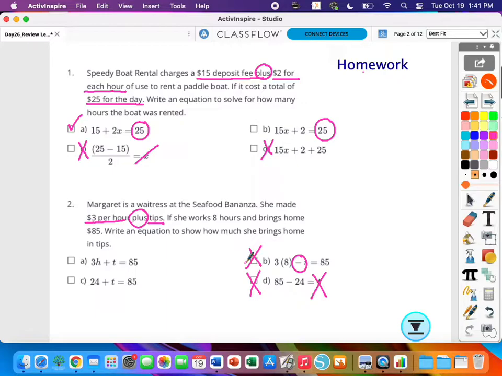However, it goes on to say she worked 8 hours. So if I worked 8 hours for $3 per hour, then I would make $24, and then I'm going to add tips to equal $85. C is your more correct equation because it gives us how many hours she actually worked. We don't want to leave hours as H. We want to leave it as the $24 that she made.